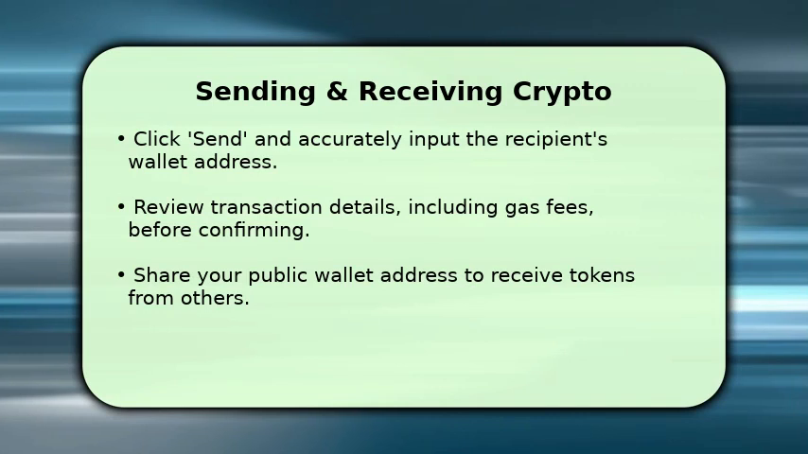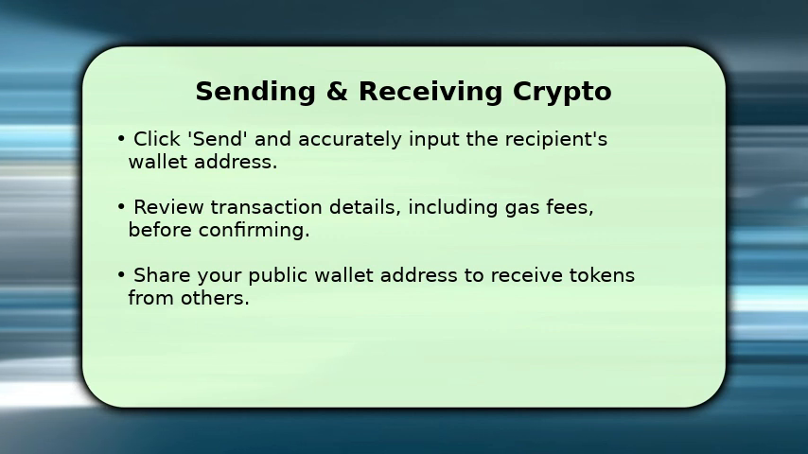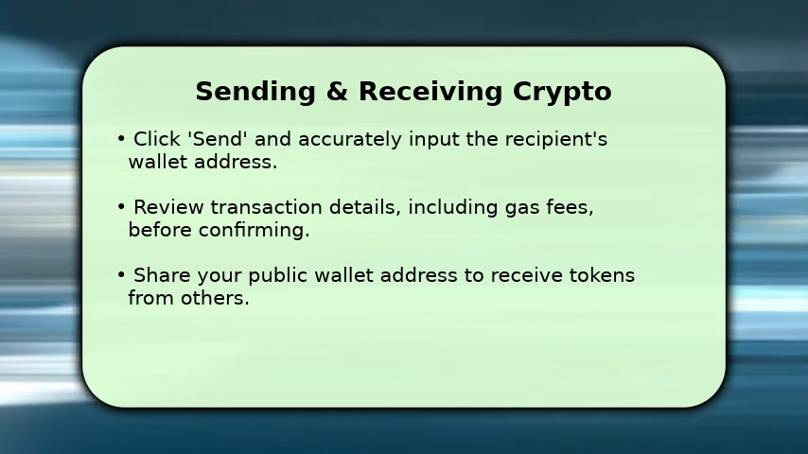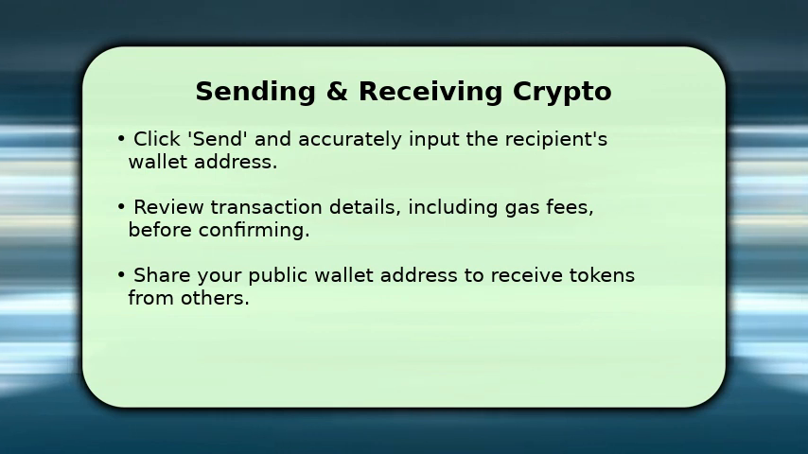Sending and receiving crypto with MetaMask is straightforward. To send, click the Send button, then paste the recipient's wallet address. Double-check this address carefully, as transactions are irreversible. You'll also see an estimated gas fee, which is the cost to process your transaction on the network. Confirm all details before approving. To receive, simply share your public wallet address with the sender. They will use it to send tokens to your wallet.